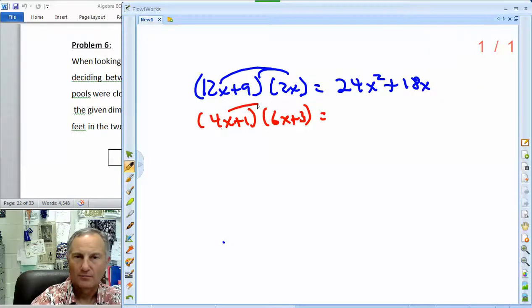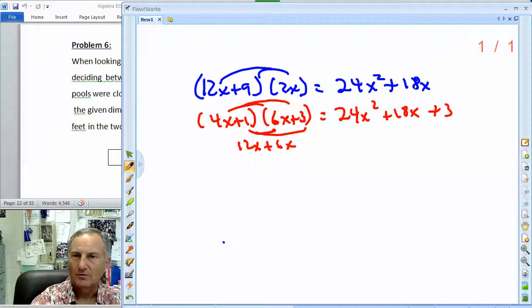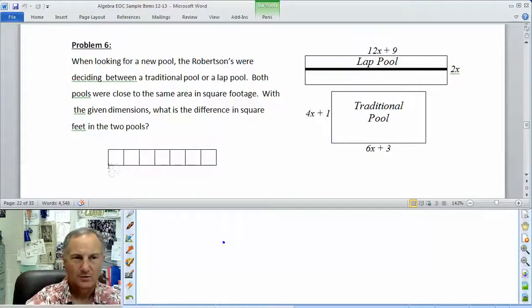So we're going to FOIL this. Boom, boom. That's 24x squared. We're going to get plus 12x plus 6x. That's 18x. And then we get plus 3. So you notice here, if we were to subtract, this cancels out here. This cancels out here. What's the difference? 3. This pool right here is 3 feet bigger. So when we come back over here, put your 3 either here or put your 3 here. Okay, but that's the difference in the two pools.